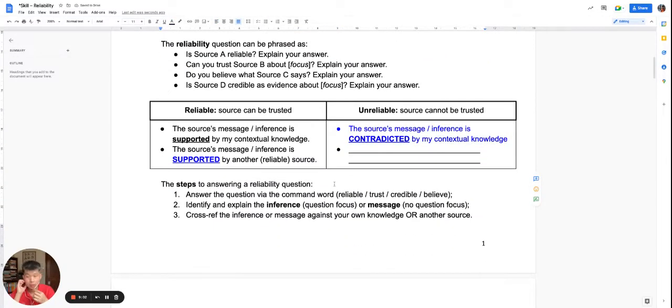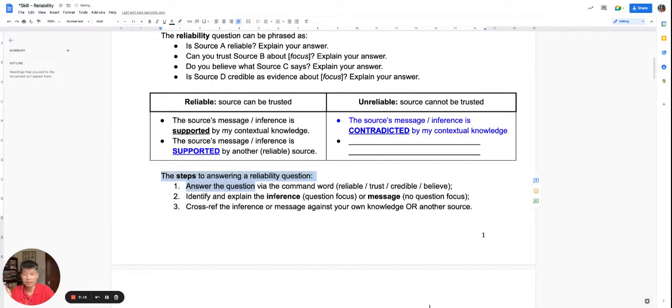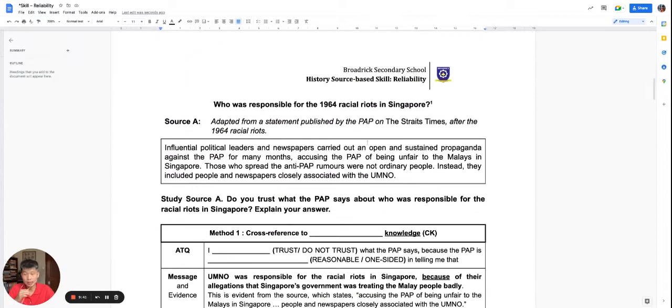And to recap, the three steps of answering a reliability question: ATQ, establish the inference or message, and do the cross-reference. So the three steps, highlight: ATQ, establish the inference or message, and do a cross-reference. Okay, pause if you need to fill in the blank to absorb this series of steps. And when you're ready, let's move forward to the actual example.